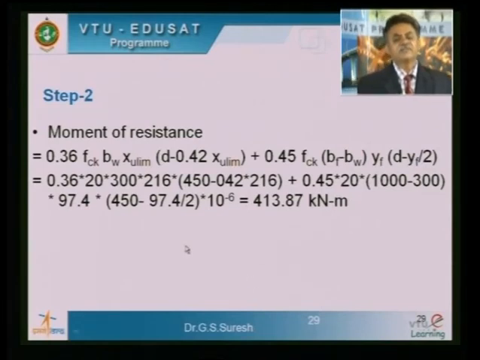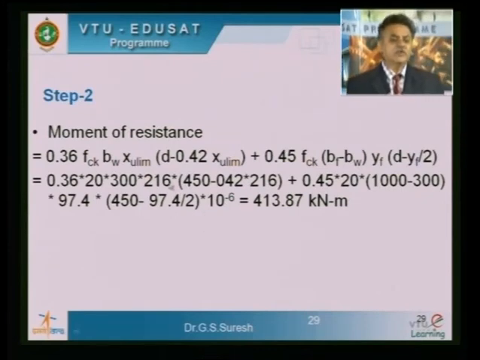Then I calculate the moment of resistance for limiting value, Q limb into BD squared, that is what you get from this, and this is for the portion of the flange. Use this equation, substitute the value of all the parameters shown, you get the value of the moment of resistance as 413.87 kilonewton meter.